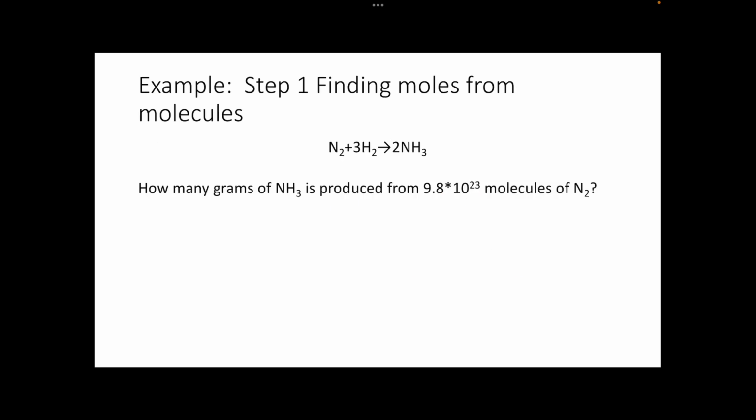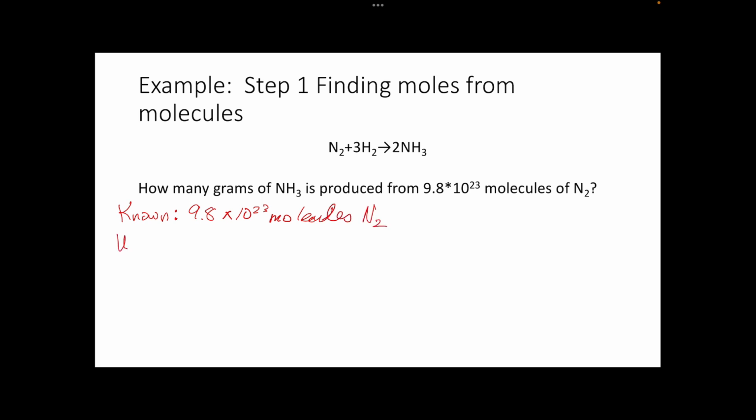All right, let's do some examples. The first one here, we're going to use the Haber-Bosch process where we take nitrogen plus hydrogen to give us ammonia. And I have already balanced this for you. The way we set this up is we write our known quantity, which is given to us in our problem. We ask how many grams of ammonia is produced from 9.8 times 10 to the 23rd molecules of nitrogen. So our known quantity is 9.8 times 10 to the 23rd molecules, it's a little messy, of nitrogen.